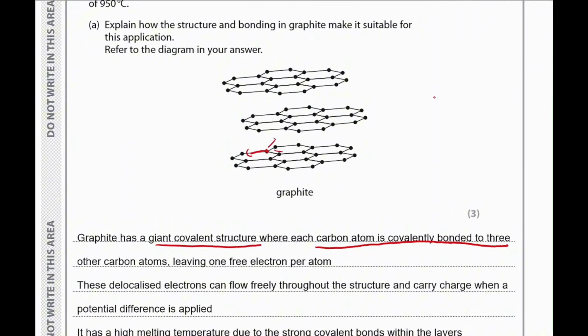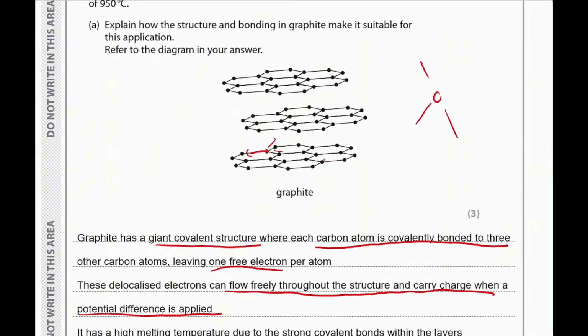So obviously we know a carbon can maximum produce four bonds, right? Since three bonds are produced, one of the bonds is not produced. As a result, one electron remains free per carbon atom. Now these free electrons get delocalized, which means they can flow freely throughout the structure and carry the charge whenever a potential difference is applied.